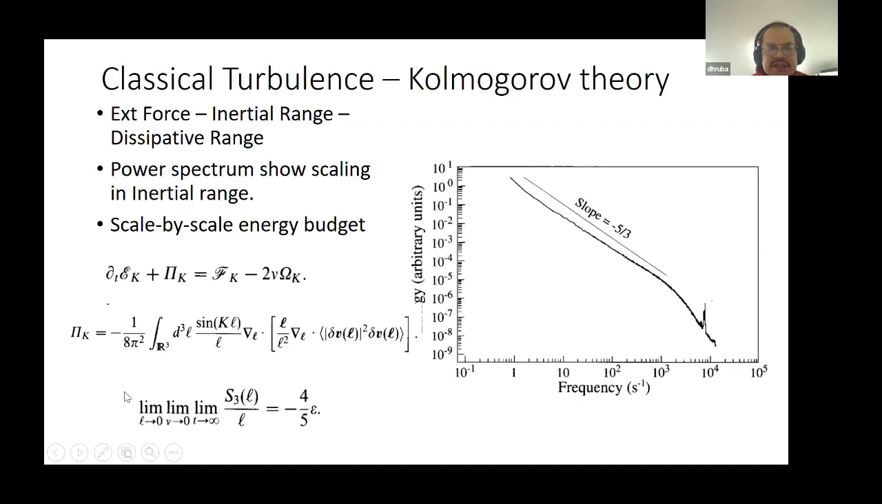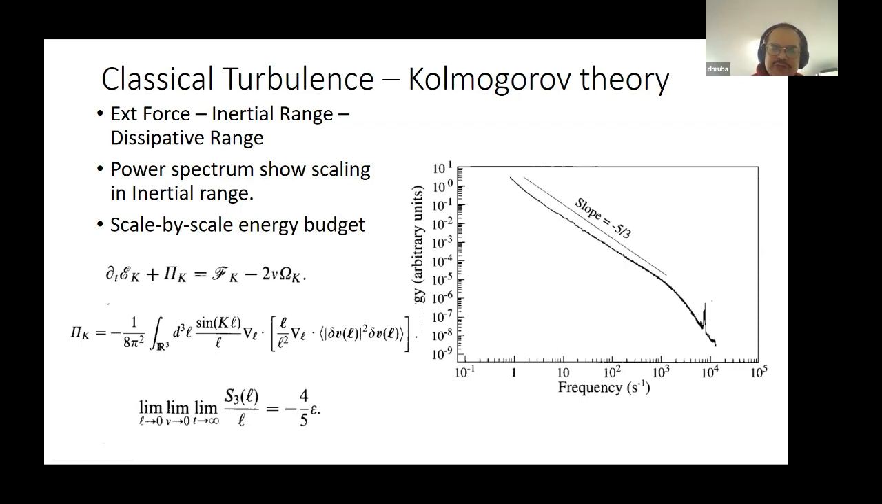The complete equivalent of this relation, that pi k is constant, will turn out to be the relationship S3 of L by L is minus 4/5 epsilon, where epsilon is the rate of energy dissipation. You might ask, how does that appear here? That appears because the rate of energy injection, which is the script F, must be equal to the rate of energy dissipation, which is epsilon, in the stationary state. If you look at this expression, which is called the Kolmogorov 4/5 law, you realize that the third order structure function is proportional to L.